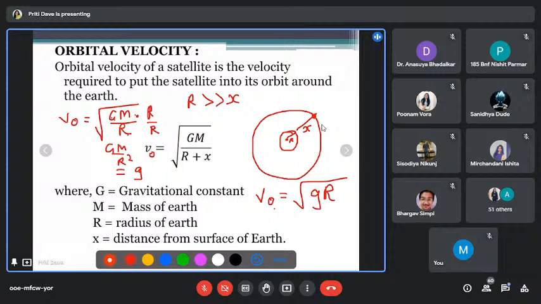So this is another important formula on which numericals can come, which is orbital velocity. And I'm repeating, it is the velocity required by a satellite to put itself around Earth's orbit.